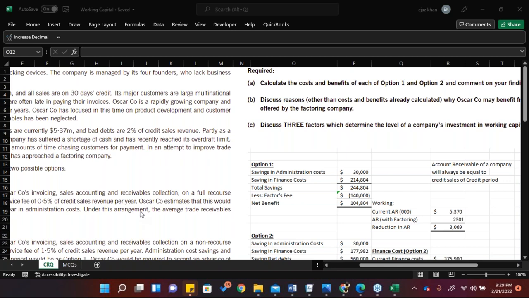Yes, the second is the liquidity. They will help us manage our liquidity. They will ease our liquidity problems. Second, third, any other benefit?